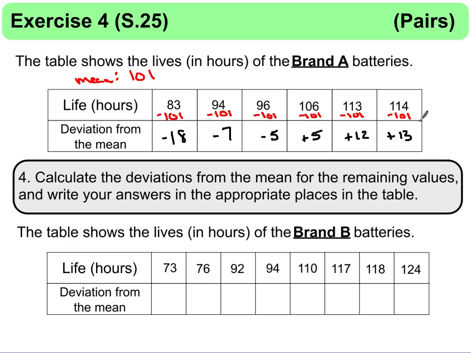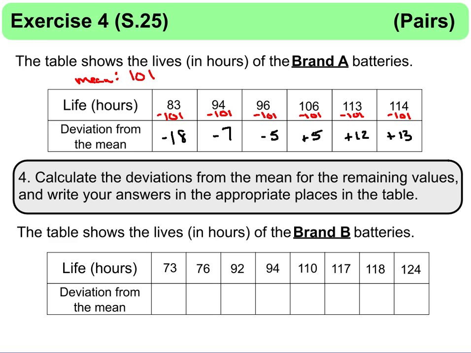The positives and negatives do tell a story in terms of this deviation. If it turns up negative, it means it was below the average. So in this band, we could say the first 3 batteries lasted less than the average, whereas the second 3 batteries lasted longer than the typical average battery for brand A.